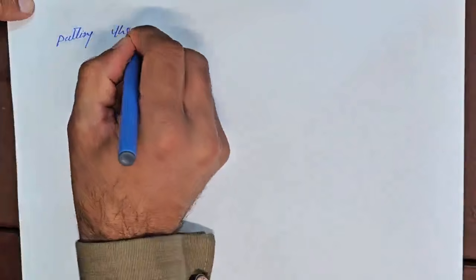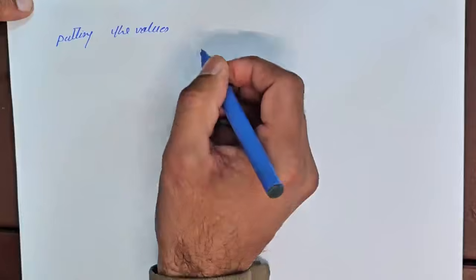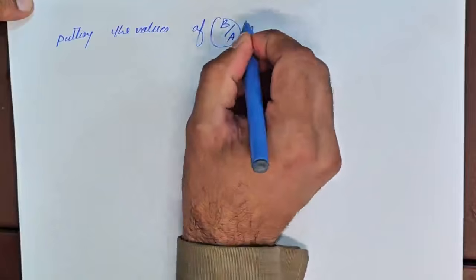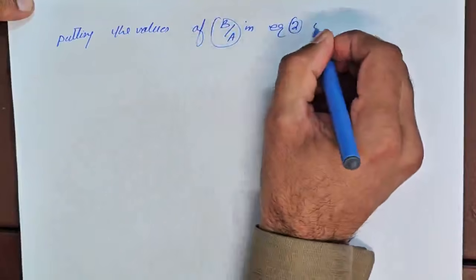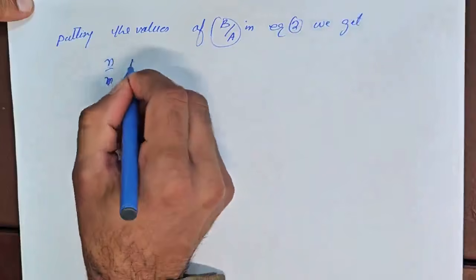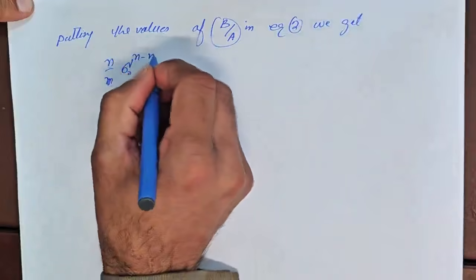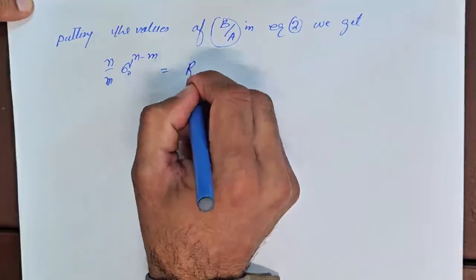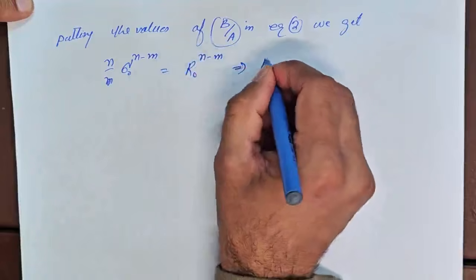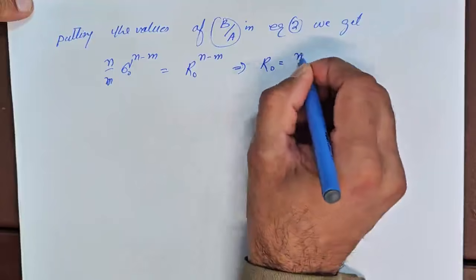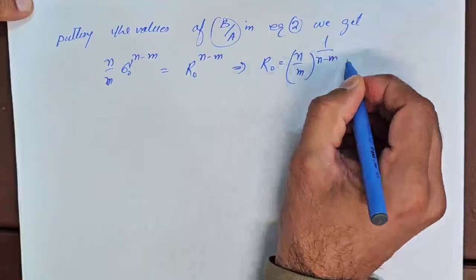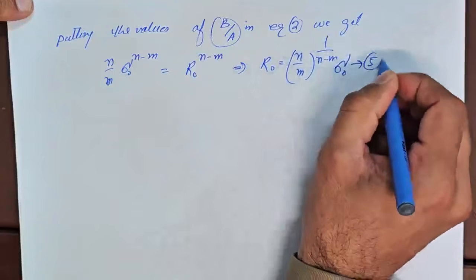Putting the value of b by a in equation 2, we get n by m sigma naught n minus m is equal to r naught n minus m, or r naught is equal to n by m to the power 1 over n minus m, sigma naught. This is equation 5.